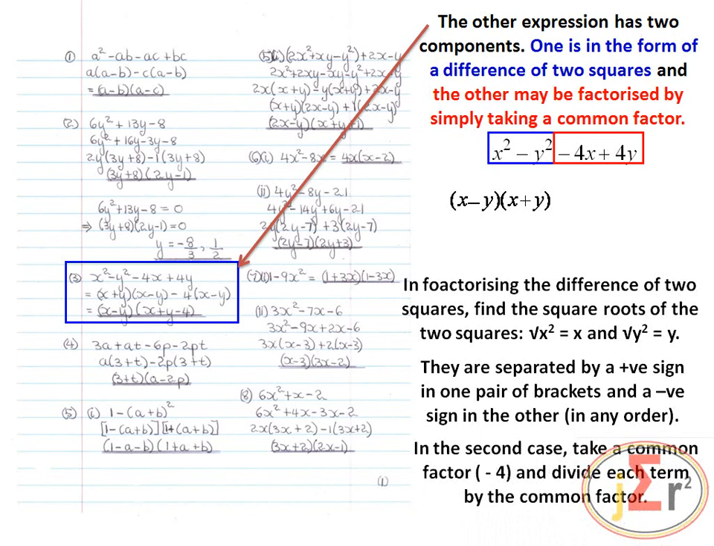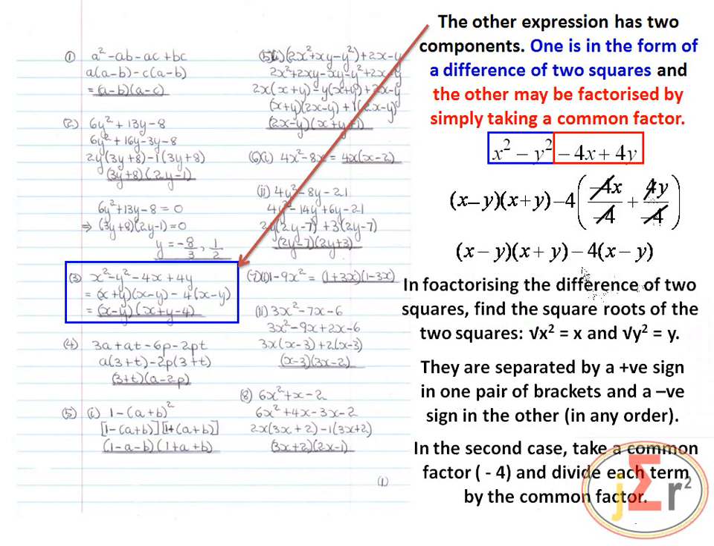Now, in the second case, take a common factor of negative 4 and divide each term by the common factor as usual. So when we take a common factor, we generally divide by the common factor. So the common factor is negative 4 that precedes the brackets, and we will divide each term by negative 4. What do we know? Negative divided by negative is positive. So we will have a positive x. And negative into positive is negative. So we should have a negative y there.